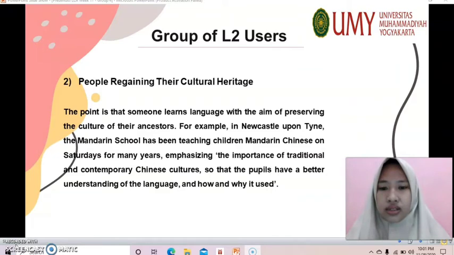Number two, people regaining their cultural heritage. The point is that someone learns a language with the aim of preserving the culture of their ancestors. For example, in Newcastle upon Tyne, the Mandarin School has been teaching children Mandarin Chinese on Saturdays for many years, emphasizing the importance of traditional and contemporary Chinese cultures, so that people have a better understanding of the language and how and why to use it.